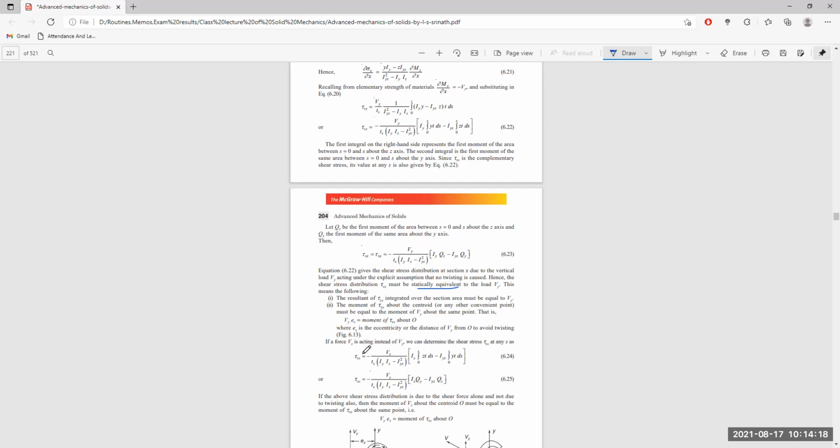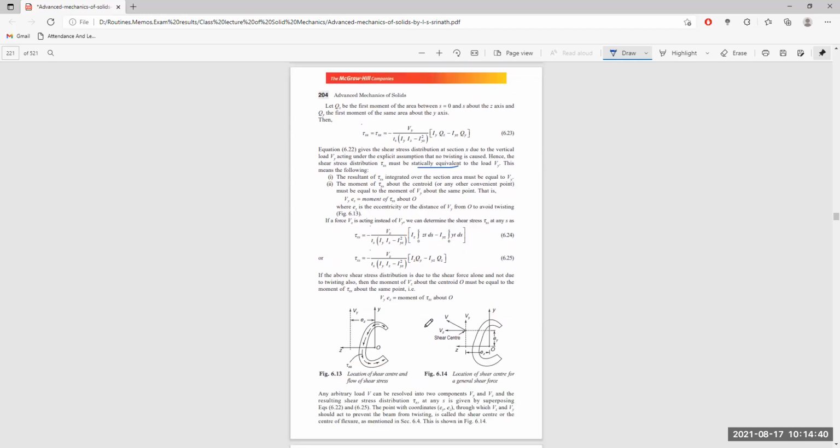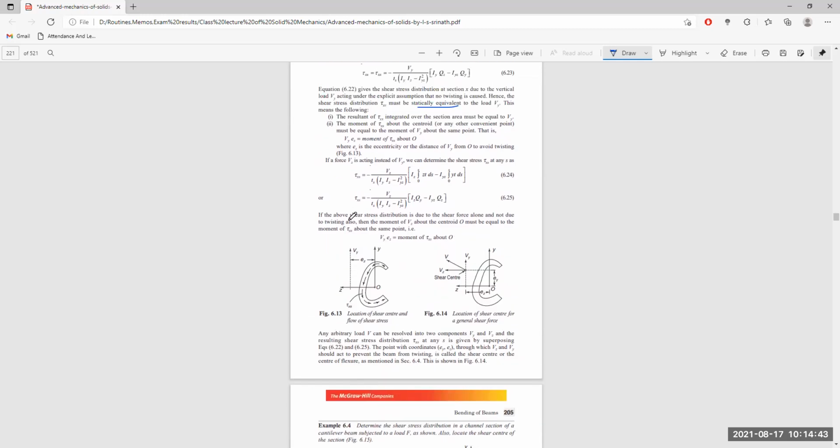Thus, if force Vz is acting instead of Vy, we determine the shear stress tau xs at any s by putting Vy equal to 0. The y and z axes are just opposite: one is positive and this is negative, and the equation remains the same, with Iz qz replaced accordingly. The above stress distribution is due to the shear force alone and not due to twist. Then the moment of Vz about the centroid must be equal to the moment of tau xs about the same point. So Vz into epsilon is the moment of tau xs.